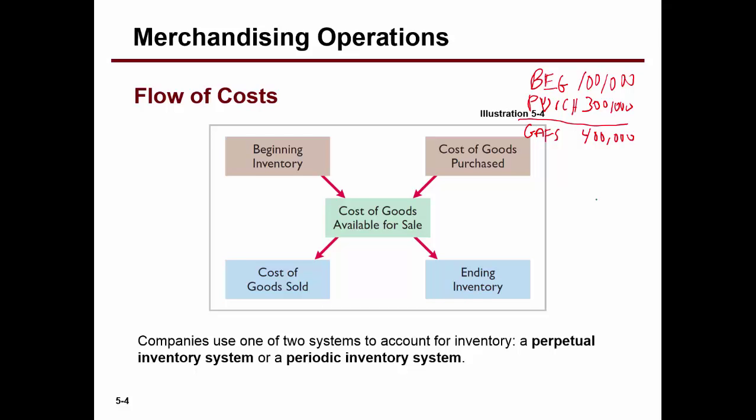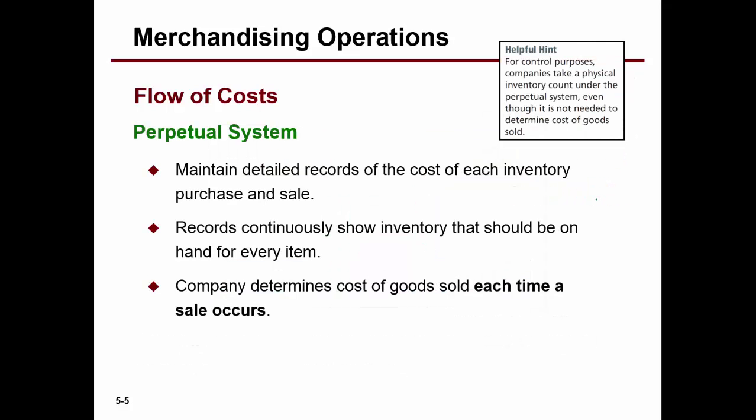Good. Minus what? Minus ending inventory. And if I'm sitting there and saying, well, I got 50,000 left, that means I must have sold 350,000 worth, right? Now they call it cost of goods sold. They could also call it cost of goods sold and stolen, couldn't they? Because it doesn't have to be that I sold it.